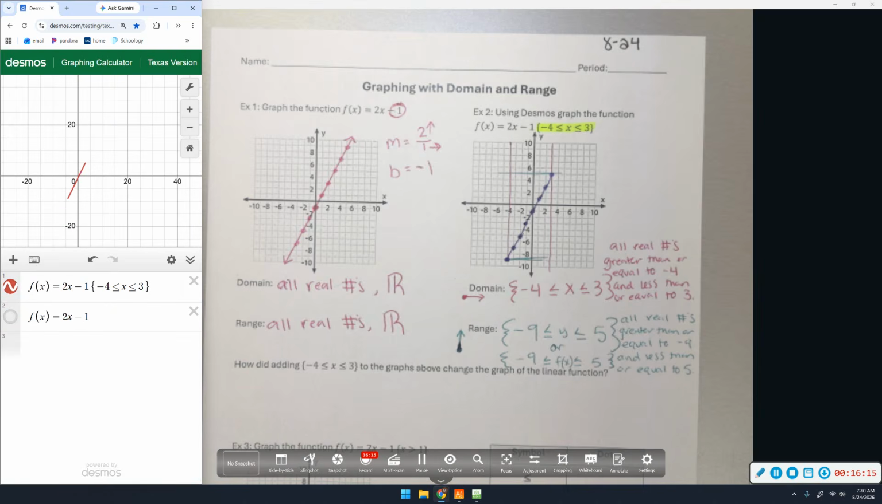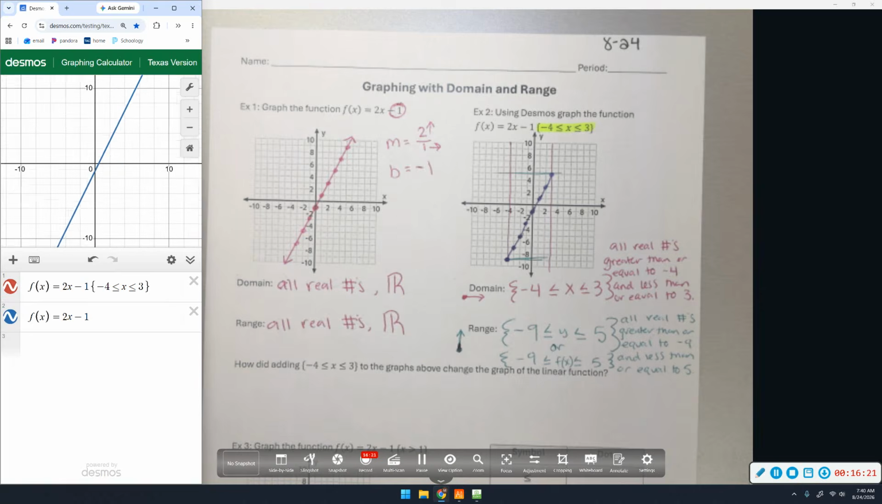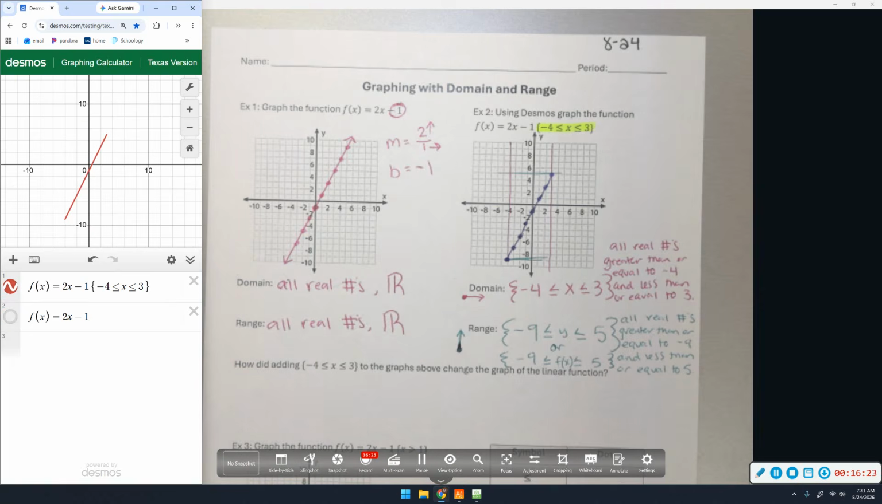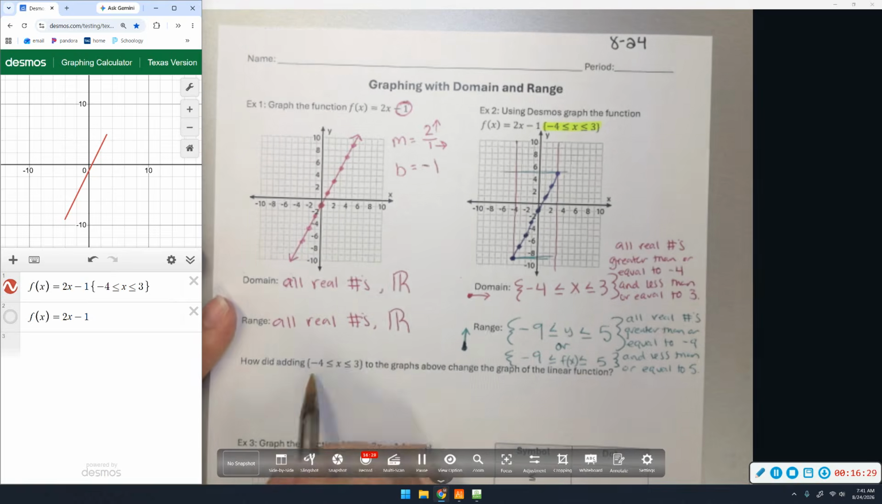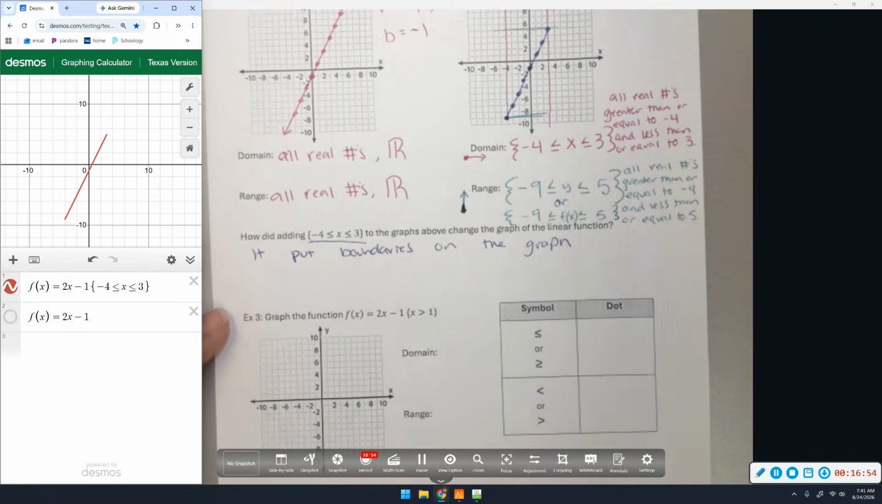Well, what was my blue line doing? If I keep zooming out, does my blue line ever stop? Never stops. Okay. What about my red line? It has stops. Okay, it has boundaries. It has limitations. So when we added this to our equation, it limited it, right? It gave it boundaries. It put boundaries on the graph.